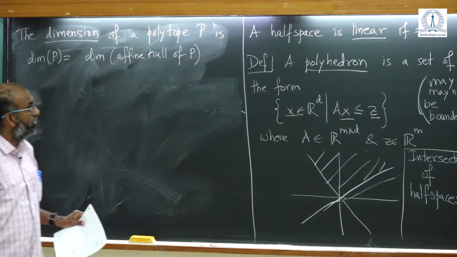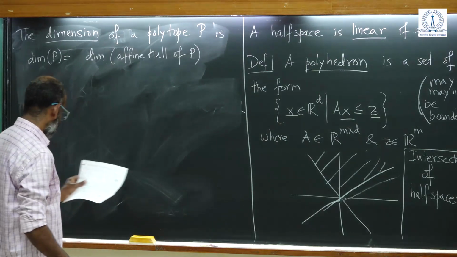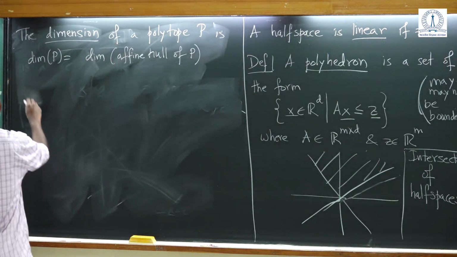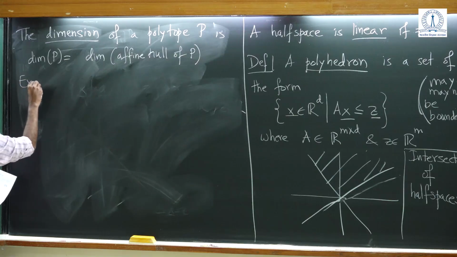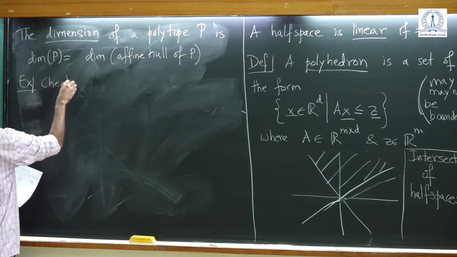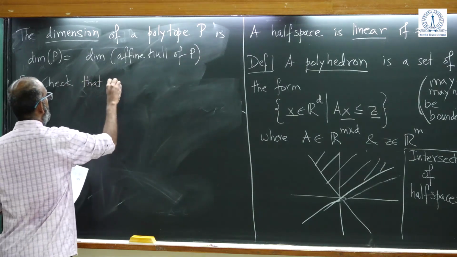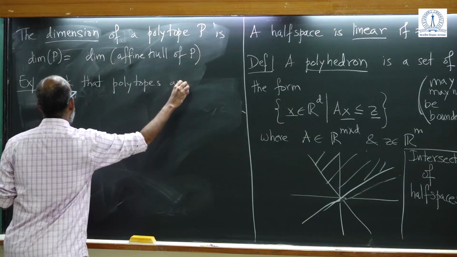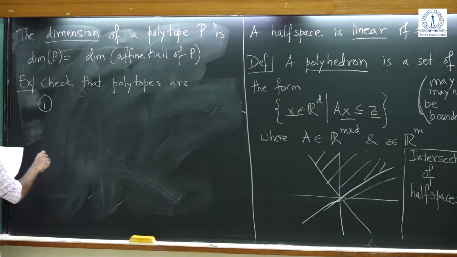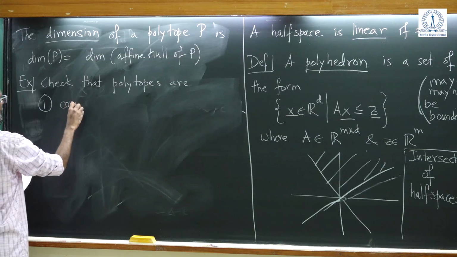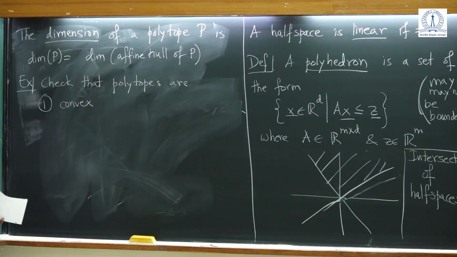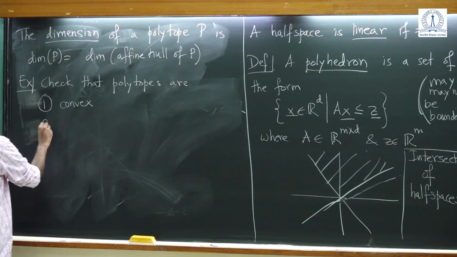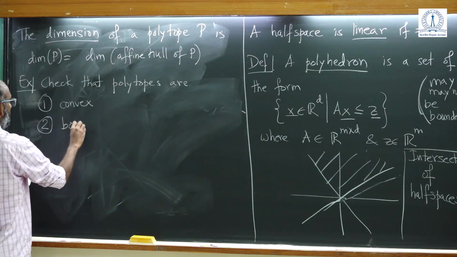Right. So now there's an exercise. Check that polytopes are, one, convex. This is almost by definition because it's the convex hull of points. Two, that they are bounded.